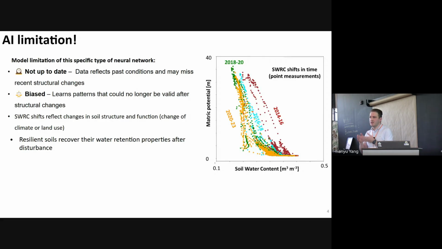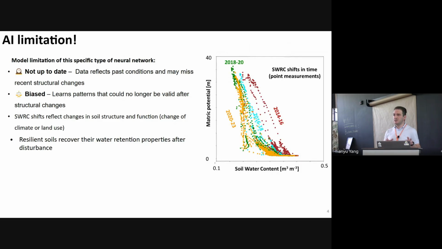Instead of predicting one curve, I'm predicting one cloud, and I'm not detecting the shifts that are happening in this cloud. So one of the problems with my published model is that, for example, if I train it on 2014 to 2016, the model will assume that the soil will continue having the same dynamic as in 2014 to 2016. While in reality, this is an example where the soil has changed its behavior after the training period, which means my AI model is still biased toward the training data.